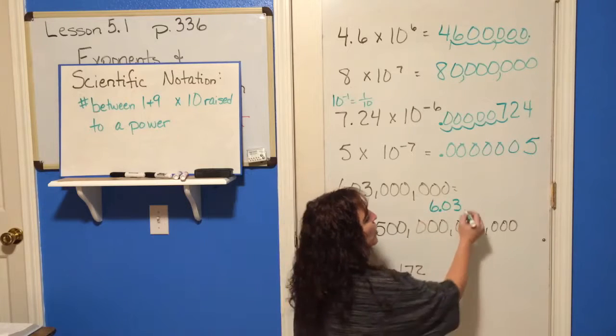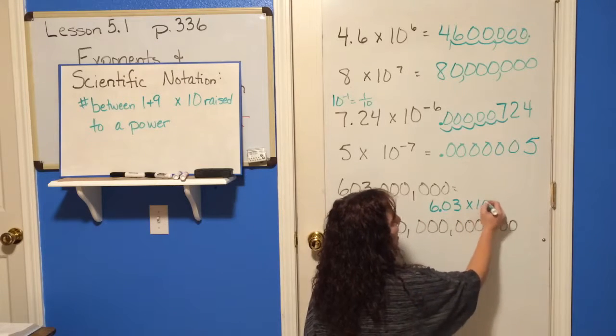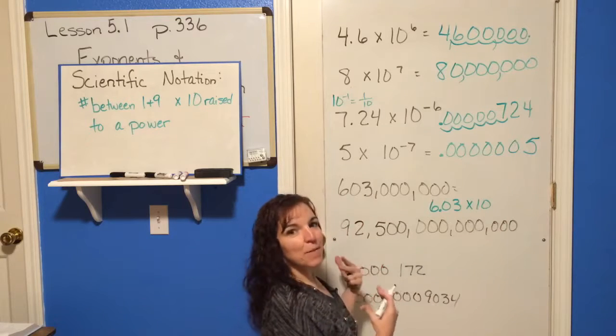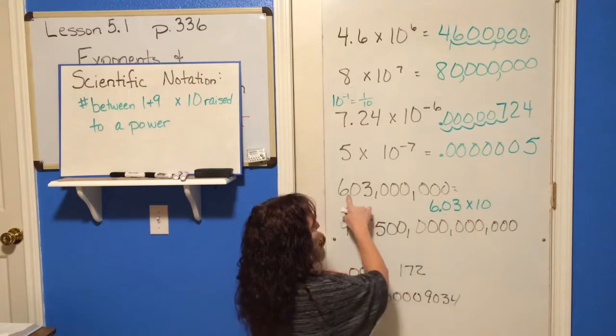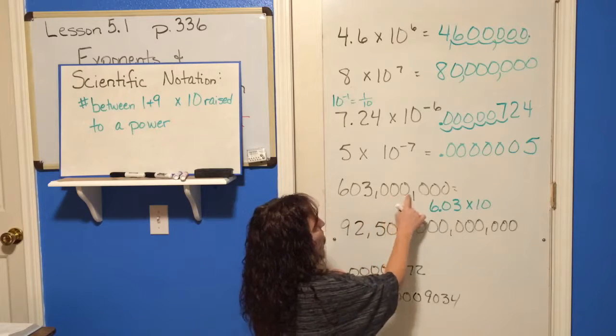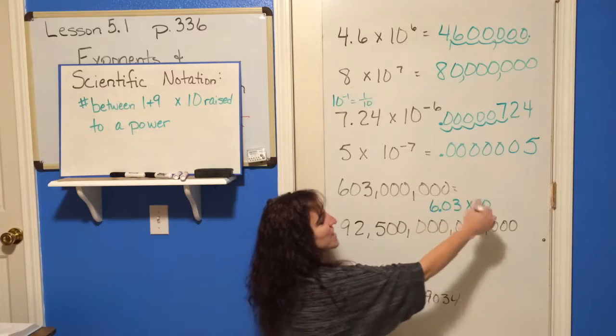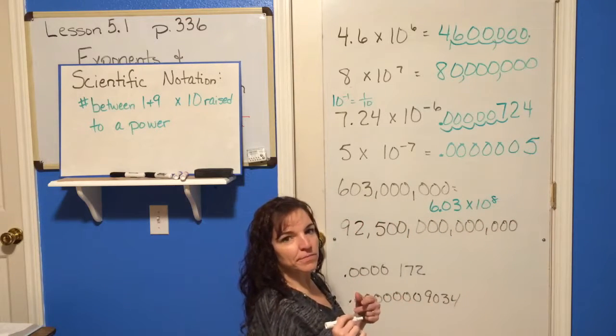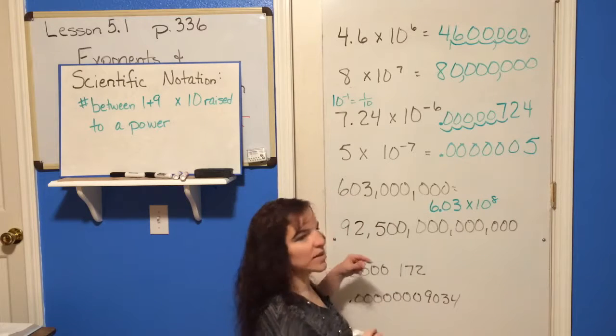So once you put it there, you're going to say times 10, and you're going to count the number of places that you've got to move to get back to where you started. So your decimal is now here, and you need 1, 2, 3, 4, 5, 6, 7, 8 places. So it's going to be times 10 to the 8th power. All right, if you got it, move on. If not, do it with me.